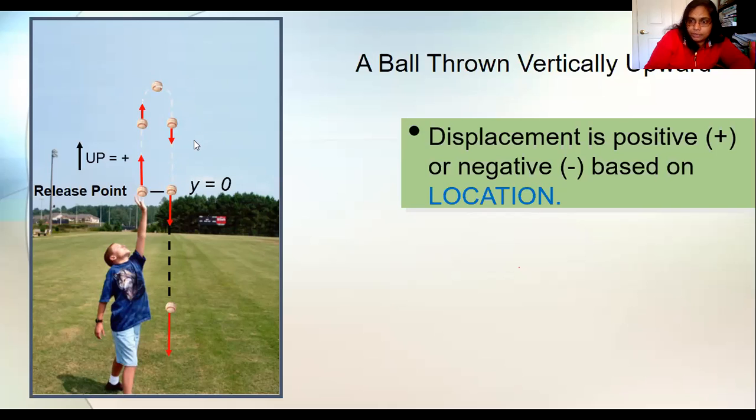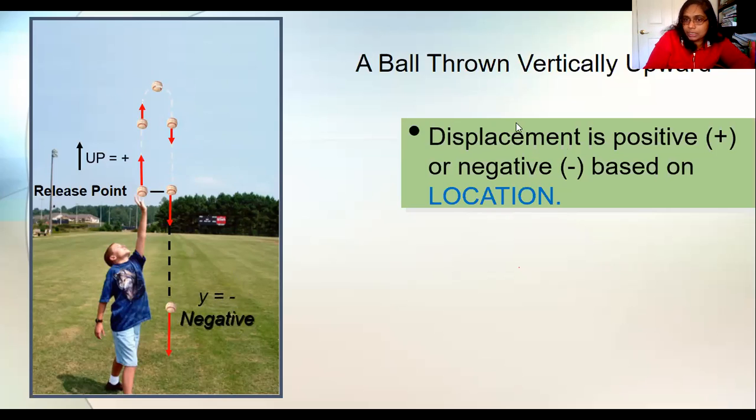Now, after it passes the release point, it's going down. That's the release point, where the displacement is 0. Now it's going down past the release point, in the opposite direction to my defined positive direction. So the location of the ball after it passes the release point will be negative displacement.